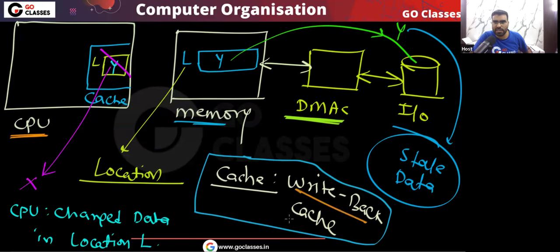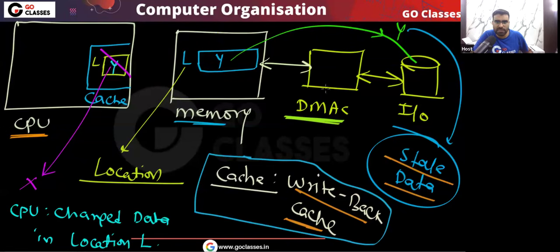In the write back cache, if the CPU is writing new data in the cache, then the main memory copy will not change immediately. So the main memory has an old copy, or I can say this is stale data.